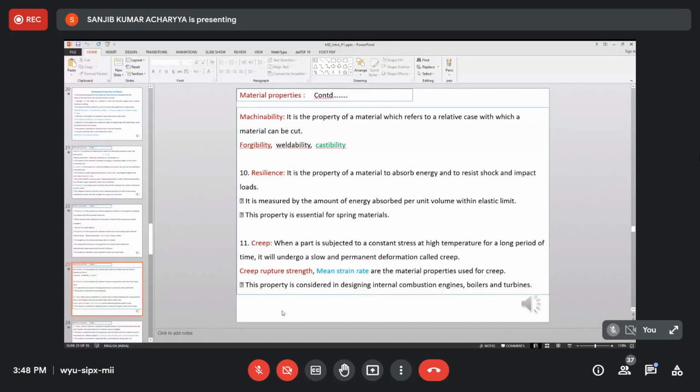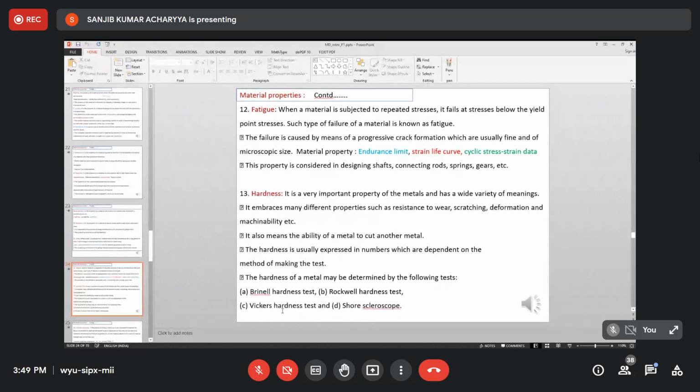Resilience is the energy up to the elastic limit. It is the energy absorption capacity of the material up to the elastic limit. Creep I have already discussed, and for using the creep phenomenon in design, we need to measure creep rupture strength or mean strain rate during the creep as material property. These two parameters will be input to the designer if the designer has to consider creep as a failure mechanism. We will discuss creep rupture strength and mean strain rate later on.